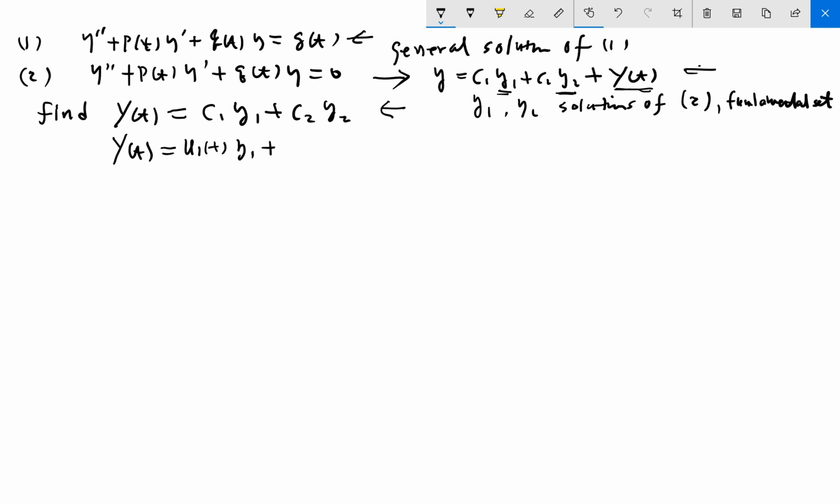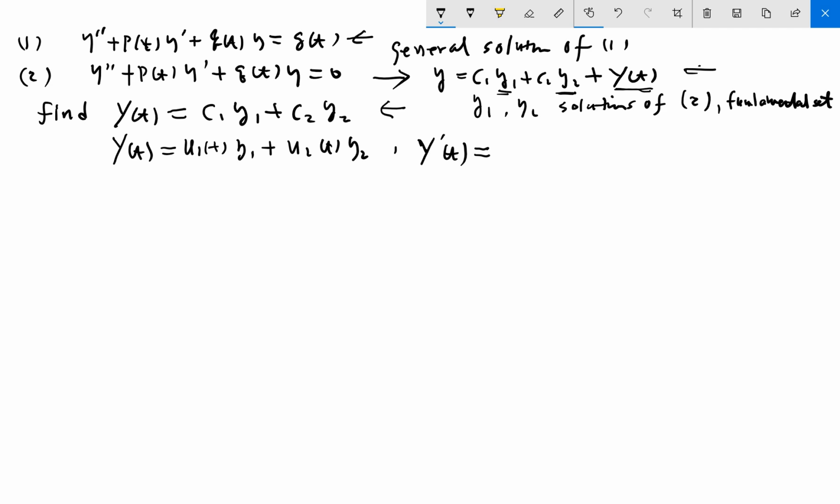u1 is a function of t, and also u2 of t. The idea is like this. We know y1 and y2, so we're looking for u1 and u2. They both are functions of t. We want to choose u1 and u2 such that capital Y is a solution of equation 1. So we need to take a derivative, put it back in the equation, and see what kind of condition u1 and u2 should satisfy.